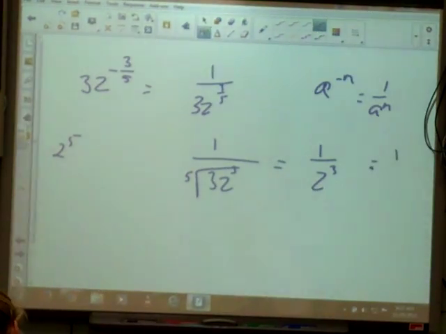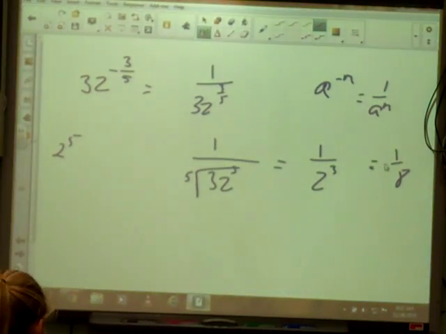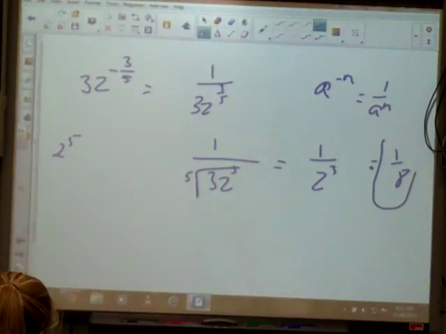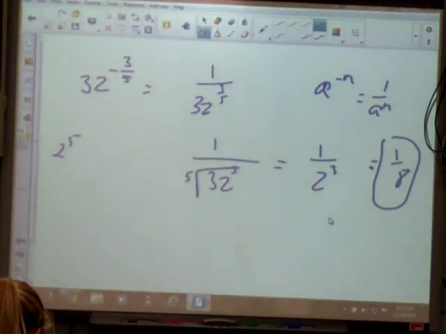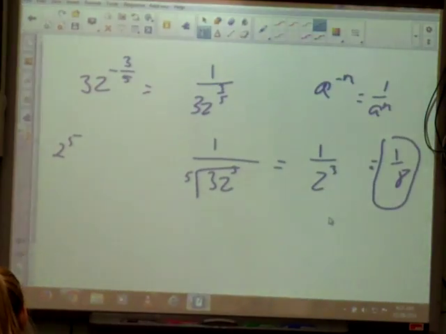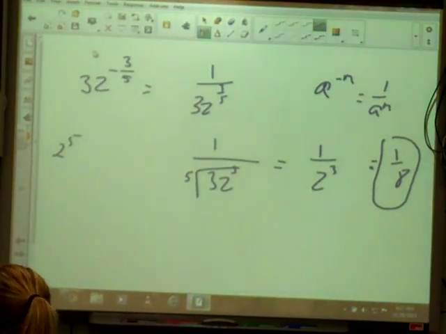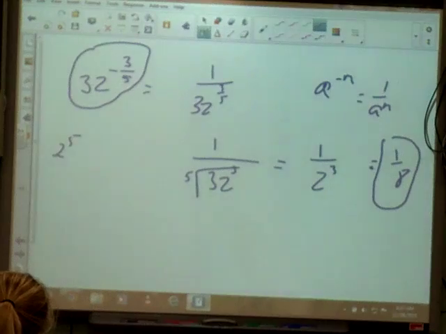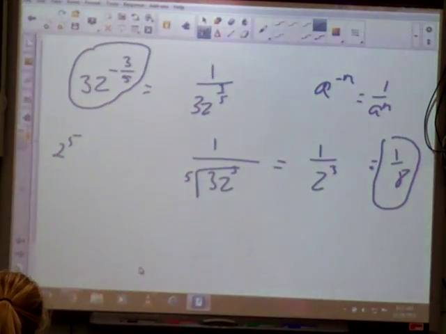Equals 1/8. Now, do I need to throw a plus minus? No. Why? The 5th root's odd, so it is just what it is. So that's it. Now, for those of y'all that are scared right now, could you have typed that and got the same thing? Yes, you could have.